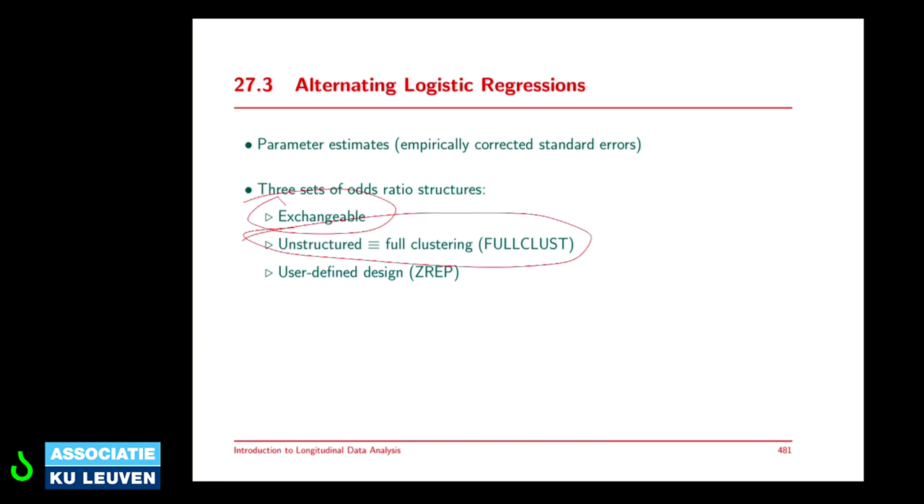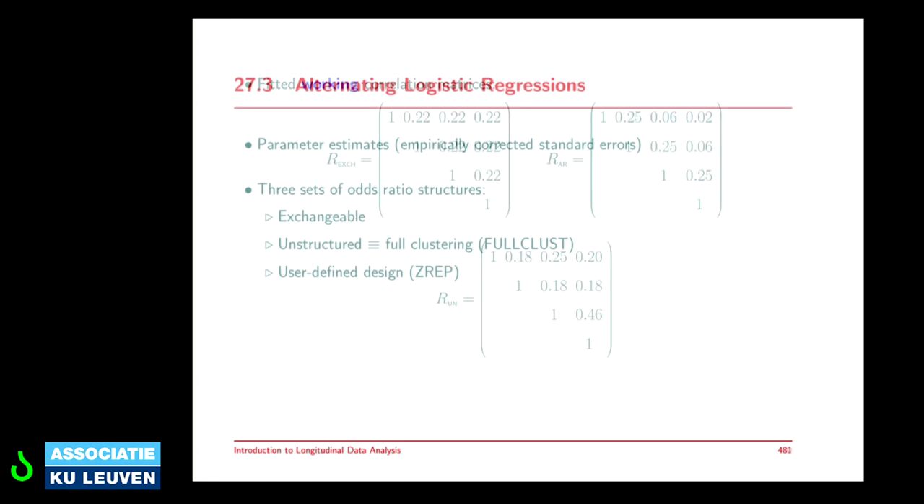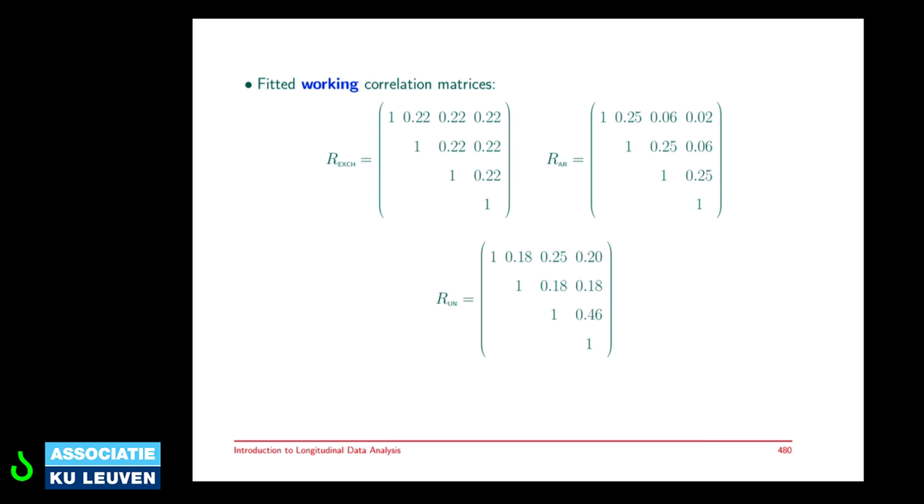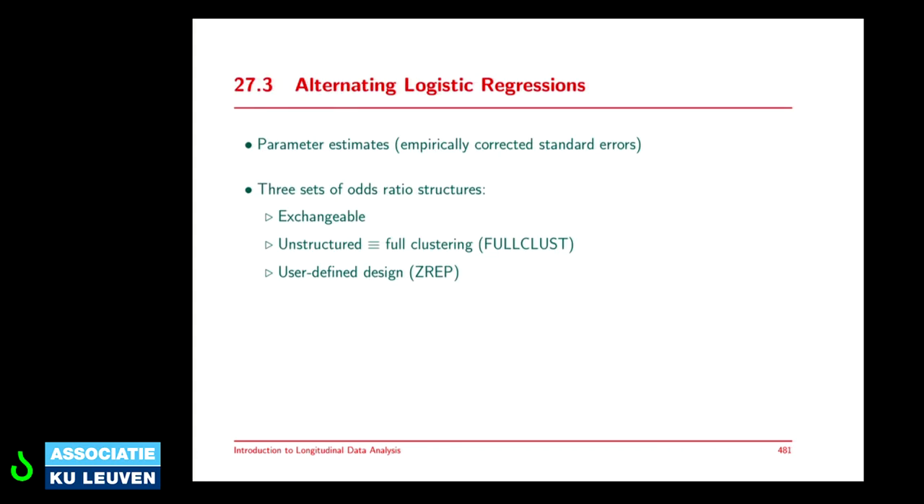And then there is a very important feature that we have not illustrated elsewhere, that is the user-defined design. And why would that make sense? Well, here we might say, maybe all of those correlations are equal, and this one is higher than the others. So we could parameterize it accordingly. That's not one of the canned structures. It's not one of the predefined structures, but it is a useful one nevertheless.